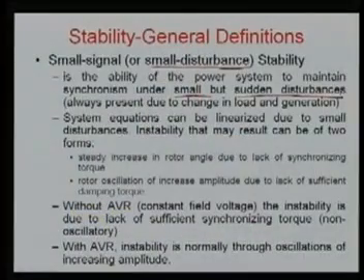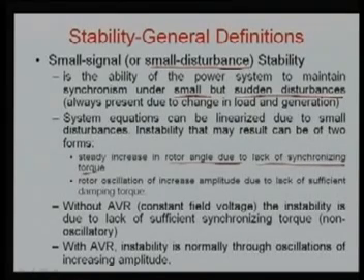The instability that may result can be of two forms. One is a steady increase in the rotor angle due to lack of synchronizing torque, that is Ts delta S, as I said. The other is rotor oscillation of increased amplitude due to lack of sufficient damping torque, that is Td del omega. So, it can be due to this region or to that region.